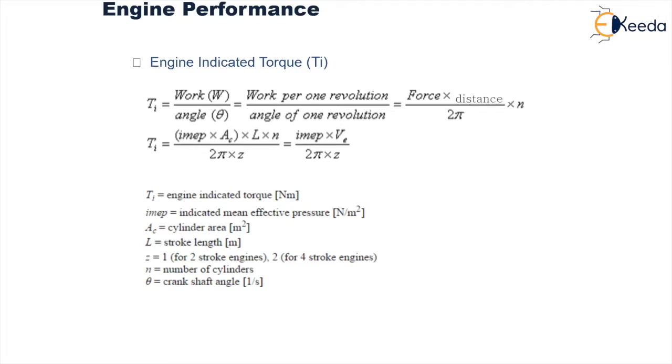And here one additional factor you will see is z. This accounts for the type of engine which we are considering, either it is two stroke or four stroke. As you can see, in two stroke engines, the value of Z is taken to be 1, and when the engine is four stroke, then it is to be taken as 2. Let us go on a bit further now.